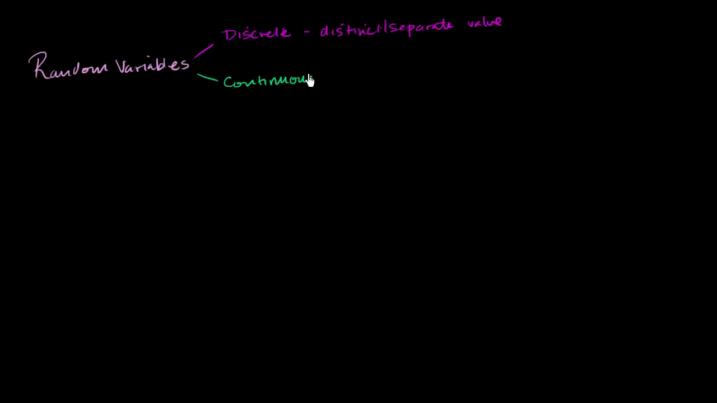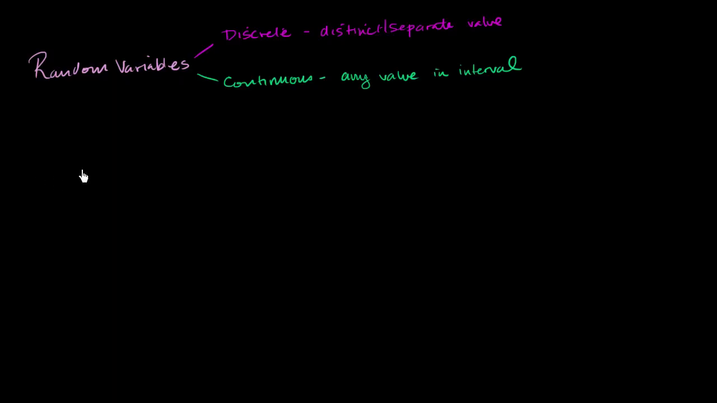And continuous random variables can take on any value in a range, and that range could even be infinite. So any value in an interval. So with those two definitions out of the way, let's look at some actual random variable definitions, and I want to think together about whether you would classify them as discrete or continuous random variables.